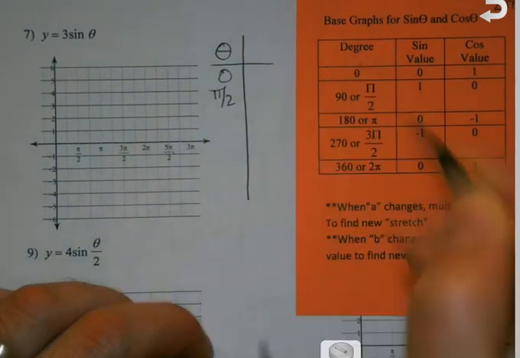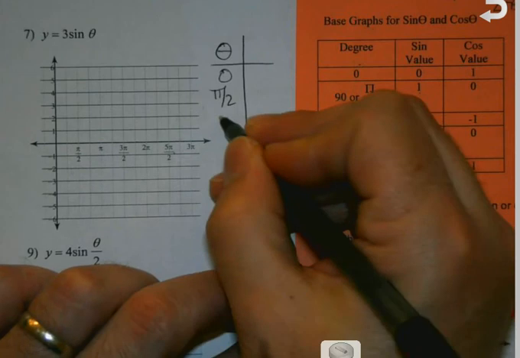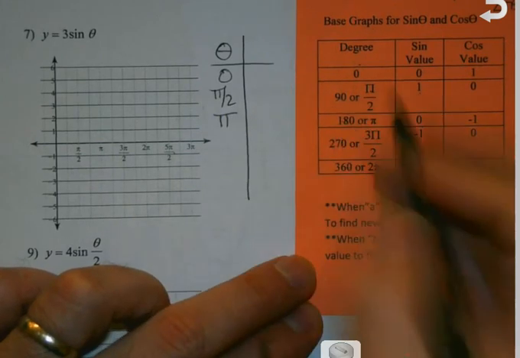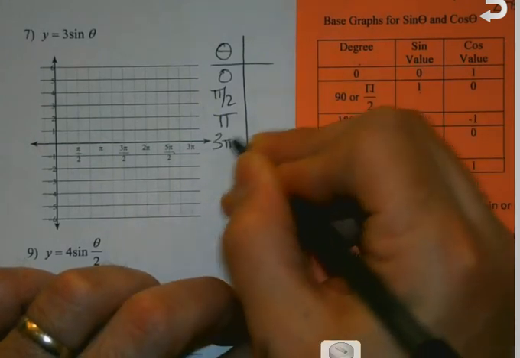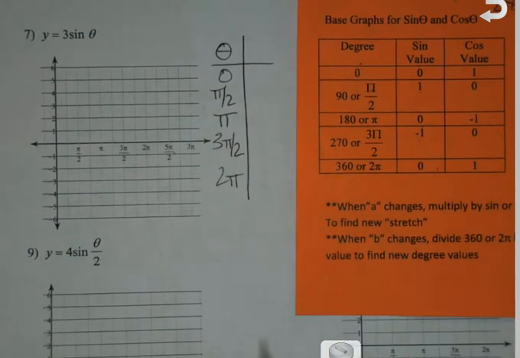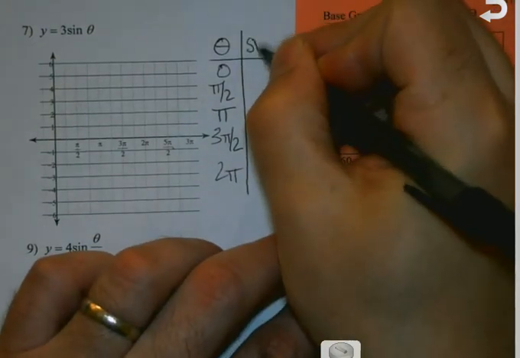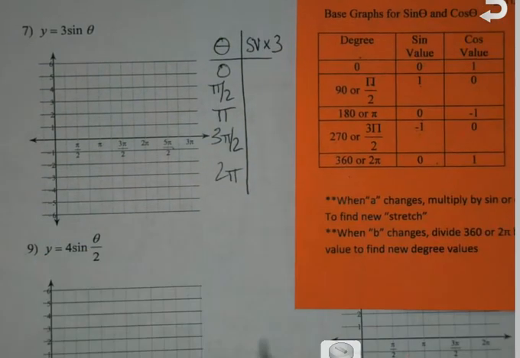So pi over 2, because again, pi is 180. 180 divided by 2 is 90. That's where it comes from. Pi is 180. 3 pi over 2. And 2 pi. That's going to be my base angle. And then I'm going to have my sine value times 3.